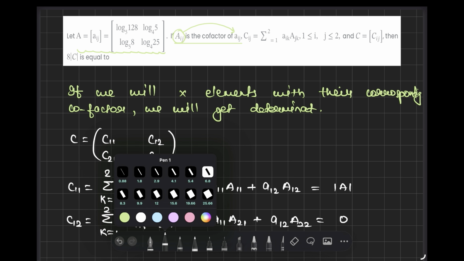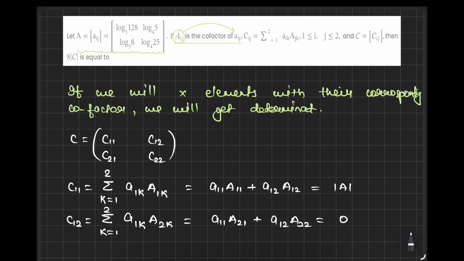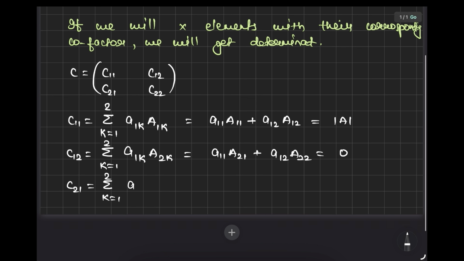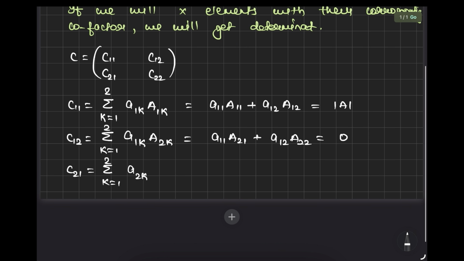Okay, now we will go to C21. Summation k starts from 1 to 2, and in place of i we need to place 2. So it is A2k, A1k, again A21, A11, A22, A12. Again elements and cofactors are different, so it will become 0.